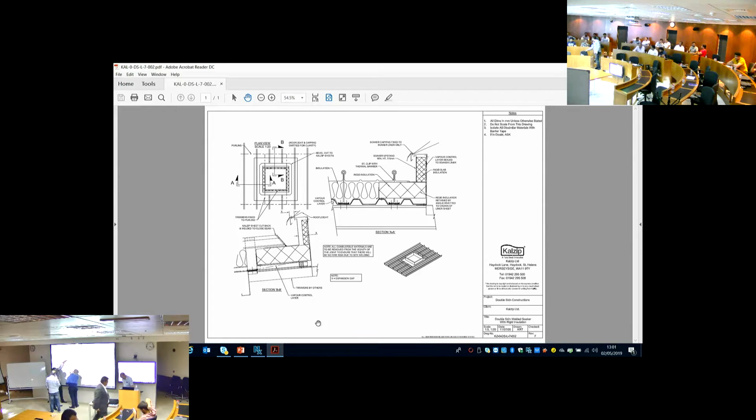This will be the other side because your seam is here.